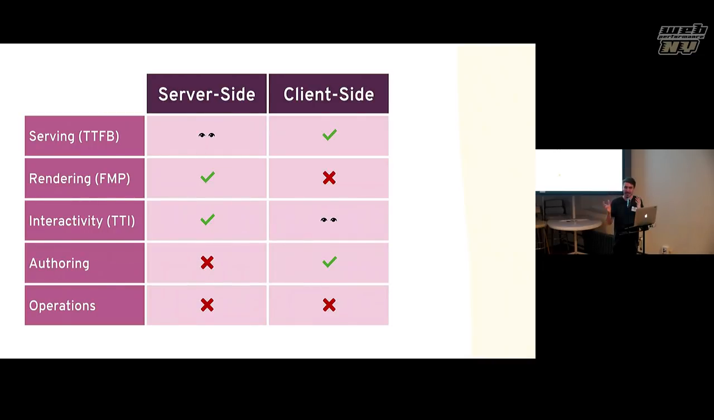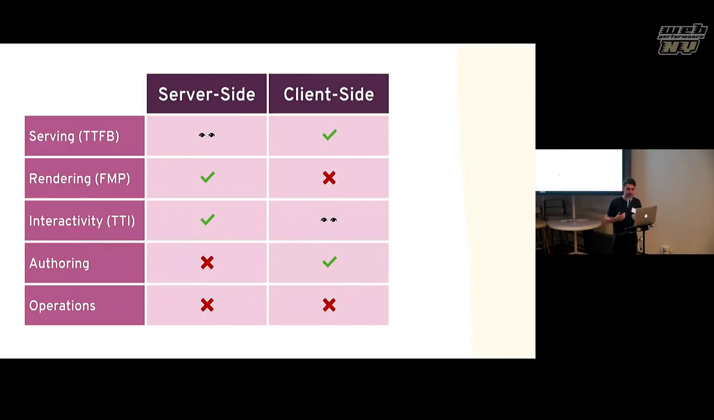Yeah, so we can construct this checklist of these trade-offs, right? And neither of them really comes out on top for all the things we want. From a serving perspective, like time to first byte, you have to make sure your server's not too slow, otherwise that'll affect it. With client-side rendering, if you've decoupled your front end and back end, you can get around that a little bit.